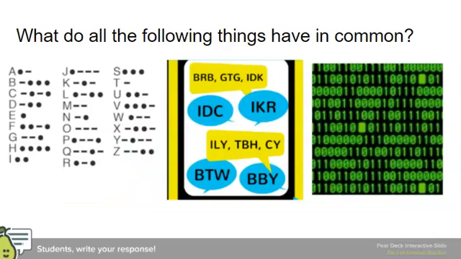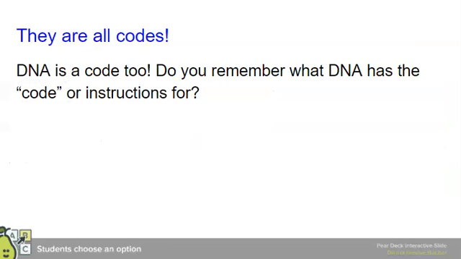Do me a favor and take a look at these pictures. Tell me, what do they have in common? A lot of people end up telling me that they stand for something else or they're codes, which is correct. Okay, so they're all codes. And why are we talking about codes? DNA is a code. Okay. So DNA is a code.